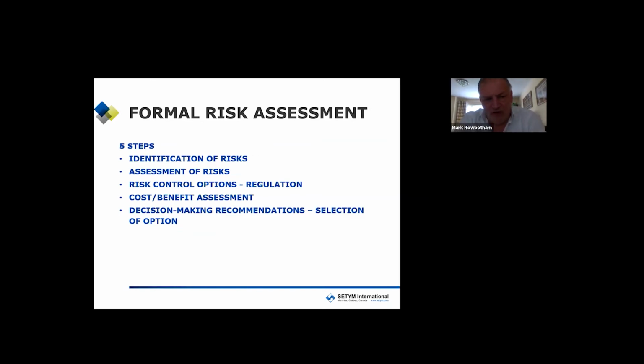So the formal assessment, I mentioned structures, it is this: the identification of the risk, the assessment of the risk, control options, which I'll come to in a minute, the regulation, basically, the control mechanism, a cost-benefit analysis to determine what would be the cost of dealing with these risks as opposed to what is the value we get out of them. And then the decision-making recommendations, which is what option are we going to select, because it depends upon what we call our risk appetite.